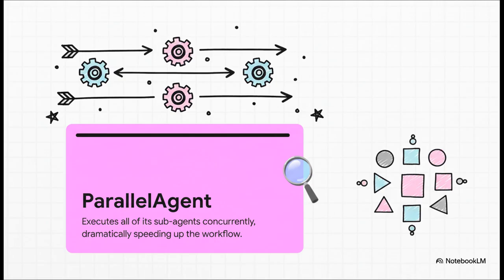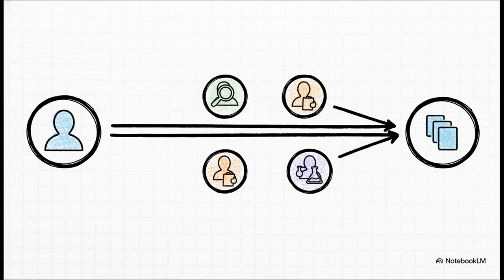It's an amazing choice for jobs that don't depend on each other, and it can give you a massive speed boost. The perfect use case is when you've got independent streams of work that need to get done. Imagine you need research on tech, health, and finance. Well, the health researcher shouldn't have to sit around waiting for the tech researcher to finish. You can run them all in parallel, and then once they're all done, you have a final aggregator agent that combines all their findings into one report.